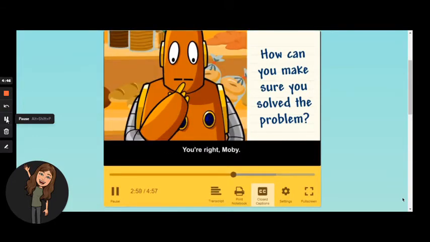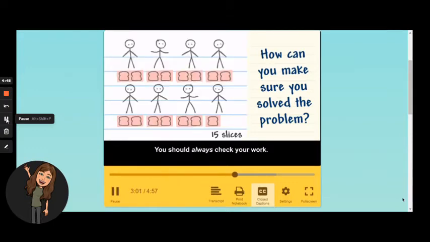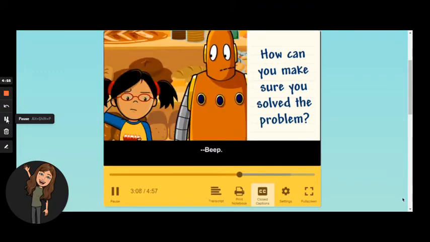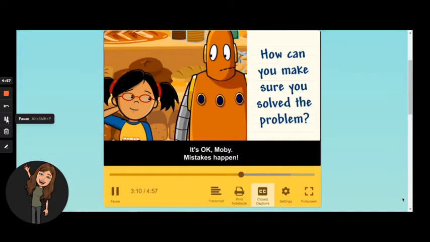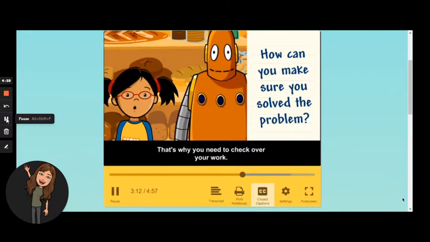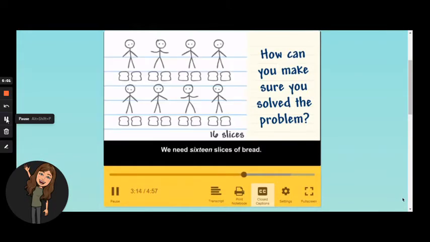You're right, Moby. You should always check your work. Hey, I made a mistake in my drawing. That's okay, Moby. Mistakes happen. That's why you need to check over your work. We need 16 slices of bread.